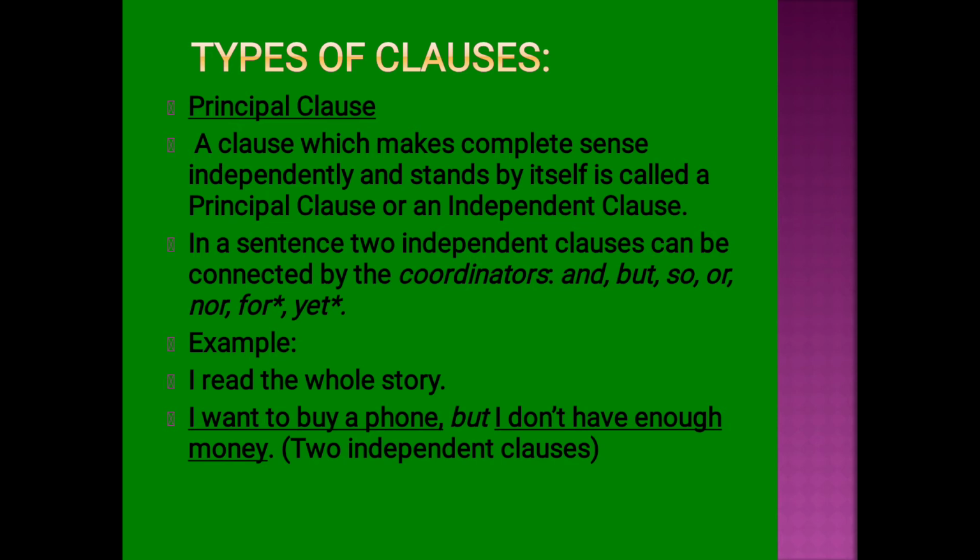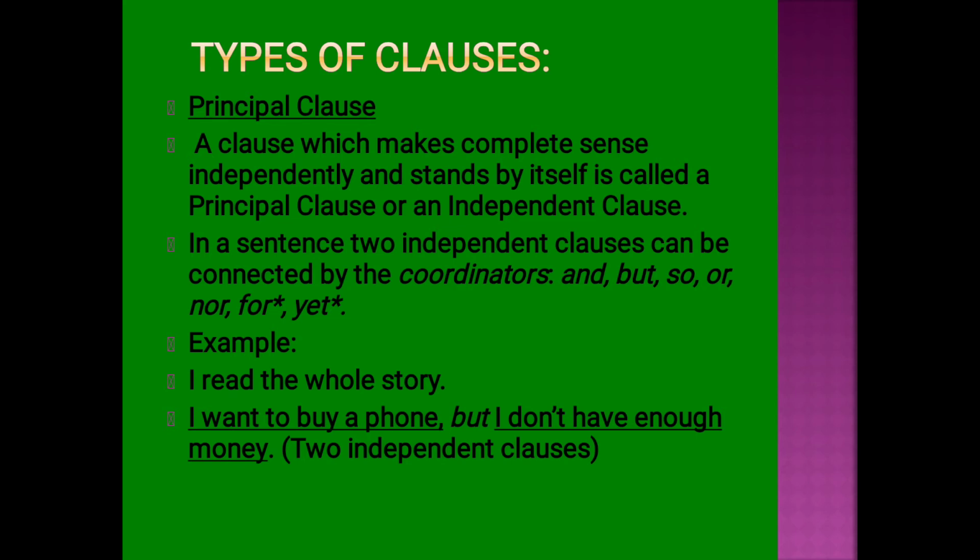Similarly, the next sentence is given here. I want to buy a phone, but I don't have enough money. I have joined these two parts of the sentence with but. But if I remove but, then also it makes sense. I want to buy a phone. It's making sense. I don't have enough money. This also is making sense. But is there, but both the parts have different subjects and different verbs. So these are independent clauses, which can be spoken without the help of another clause.